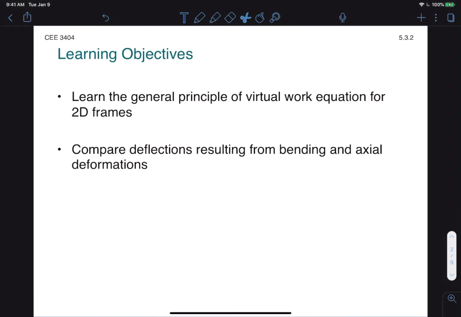So we'll first establish the general principle for virtual work for 2D frames, and then we'll compare deflections resulting from bending and axial effects to get a sense of how much each of these contribute to overall deflections.